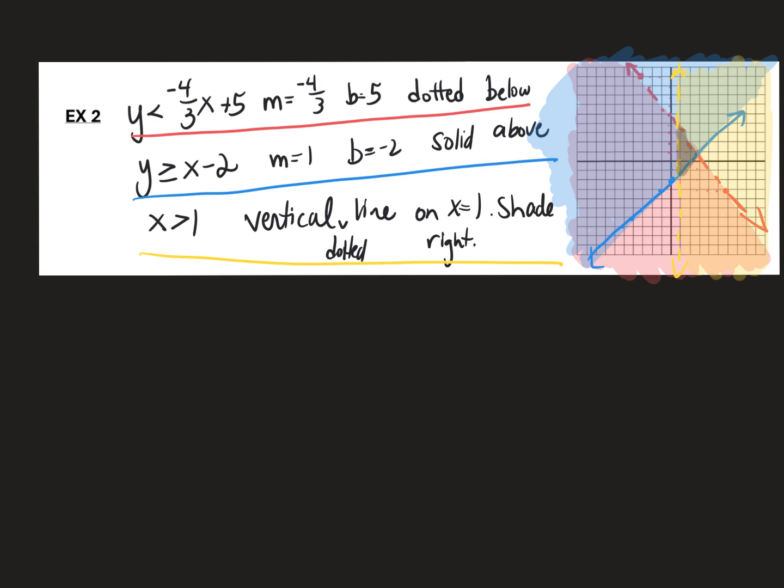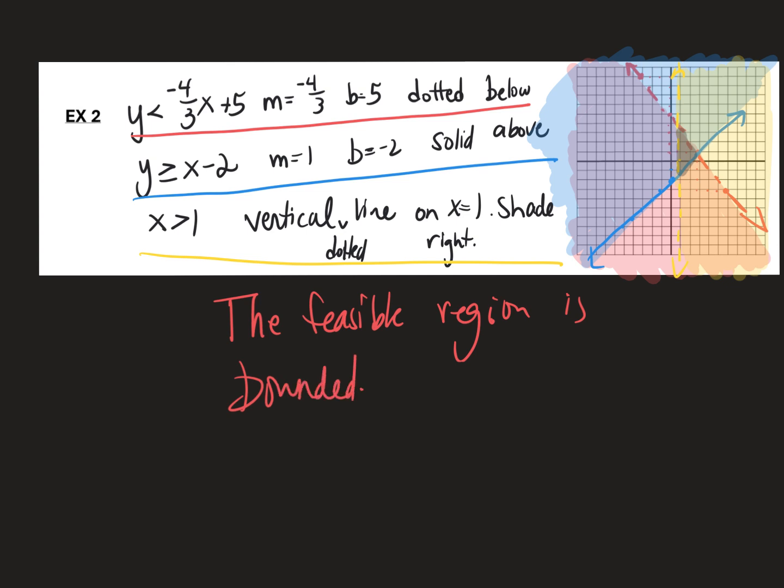And that is a bounded feasible region. So I will write the feasible region is bounded. You can tell that this one is bounded because it makes this shape right here. It makes a triangle. So it has 3 points that bound that polygonal region.